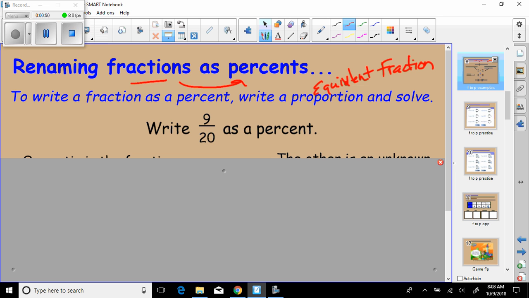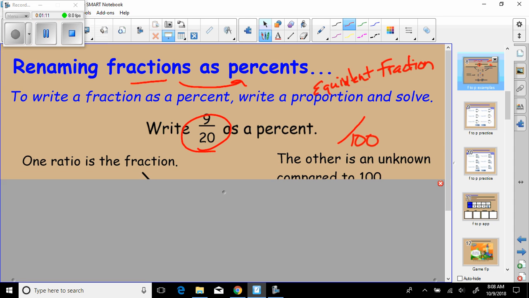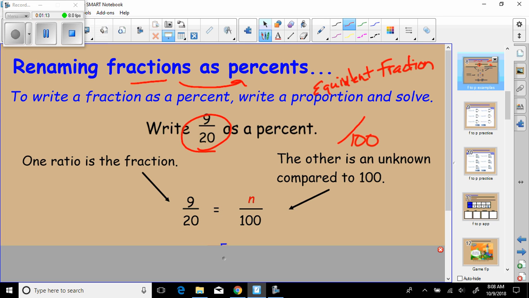All right, so we want to write 9/20ths as a percent. Now remember, a percent is always out of, let me hear everybody say 100. Percent is out of 100. So what we need to do is find an equivalent fraction using 100 as our denominator. So 9/20ths equals how many 100ths? There's a couple ways you can do this.